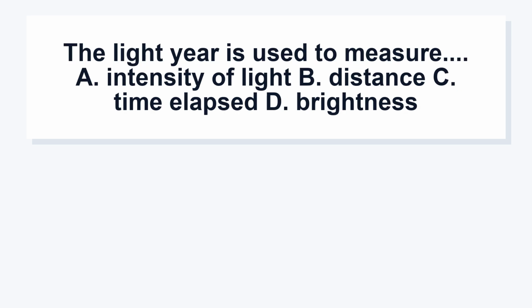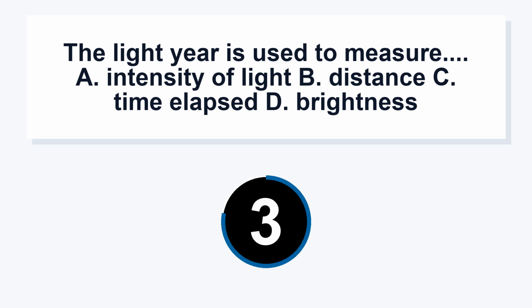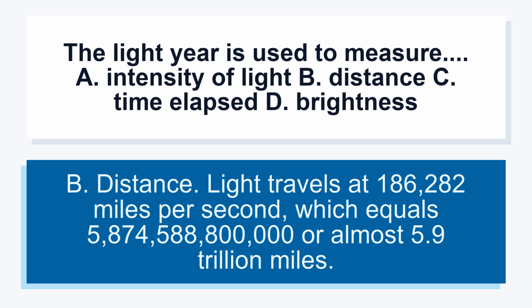Elements are not a distinct phase of matter, they are substances formed by only a single type of atom. The light year is used to measure: A. Intensity of light. B. Distance. C. Time elapsed. D. Brightness. B. Distance. Light travels at 186,282 miles per second, which equals 5,874,588,800,000, or almost 5.9 trillion miles.